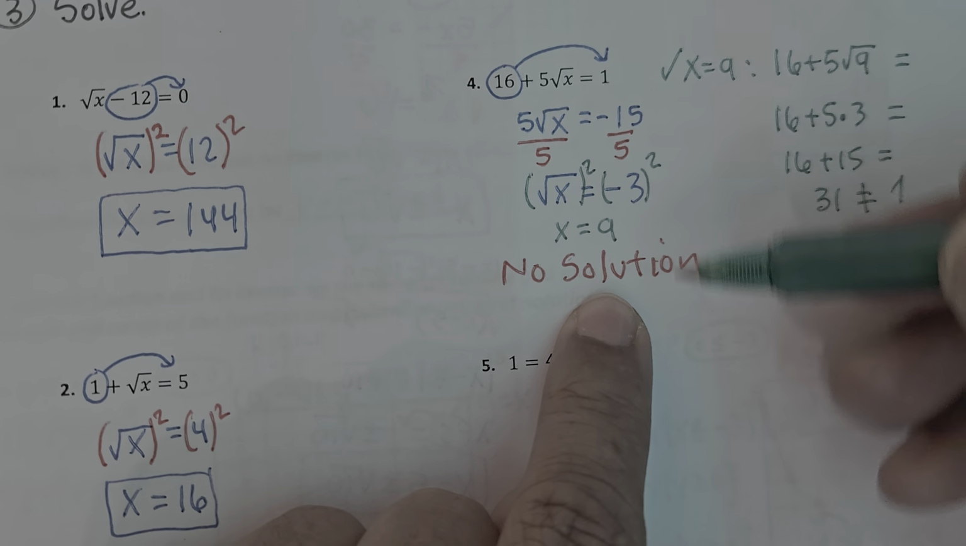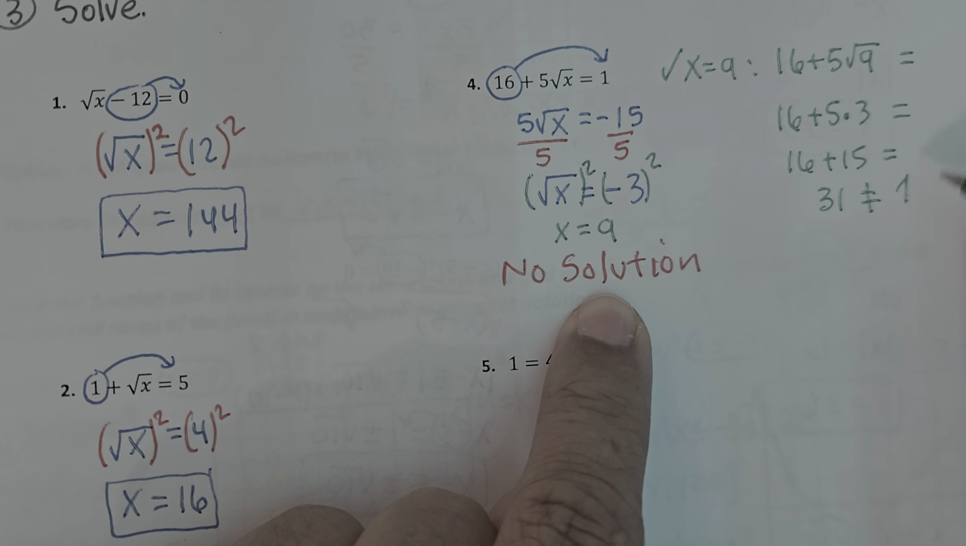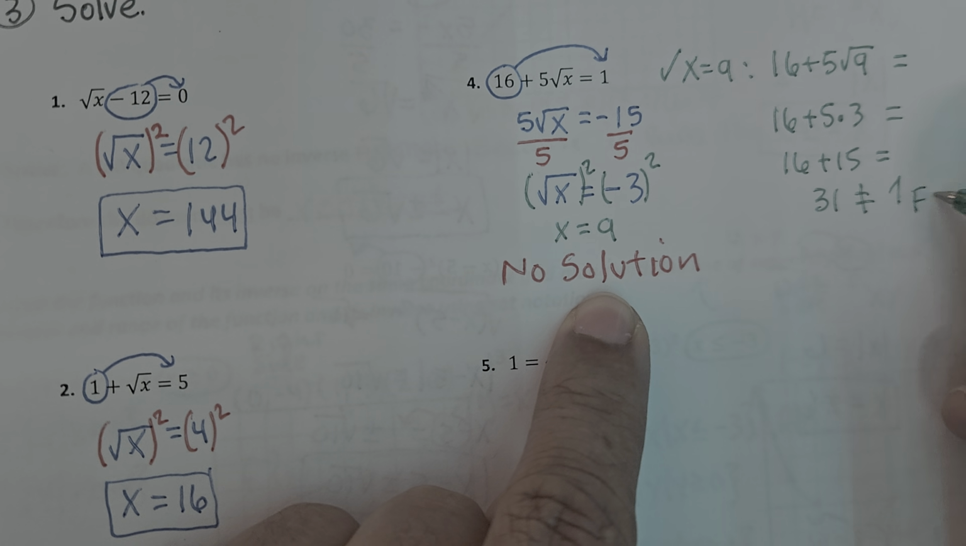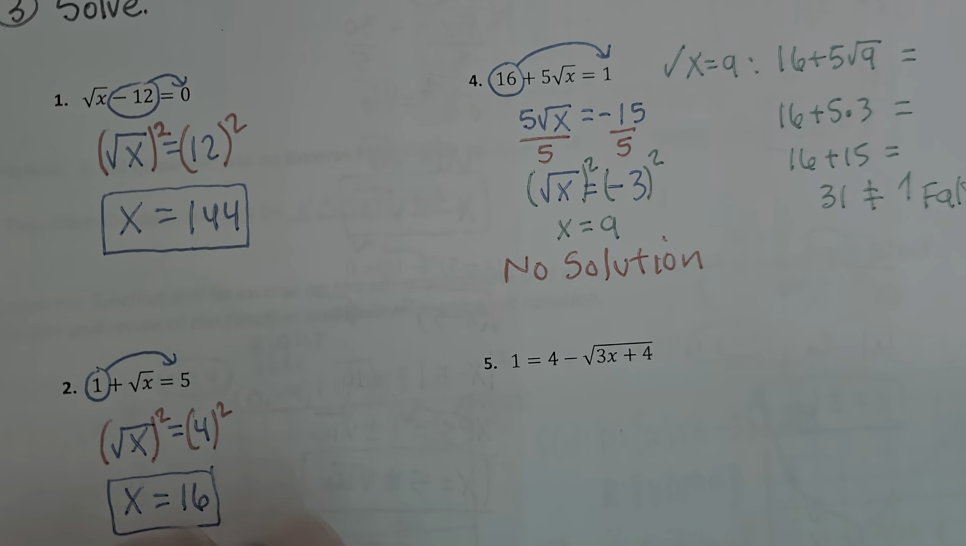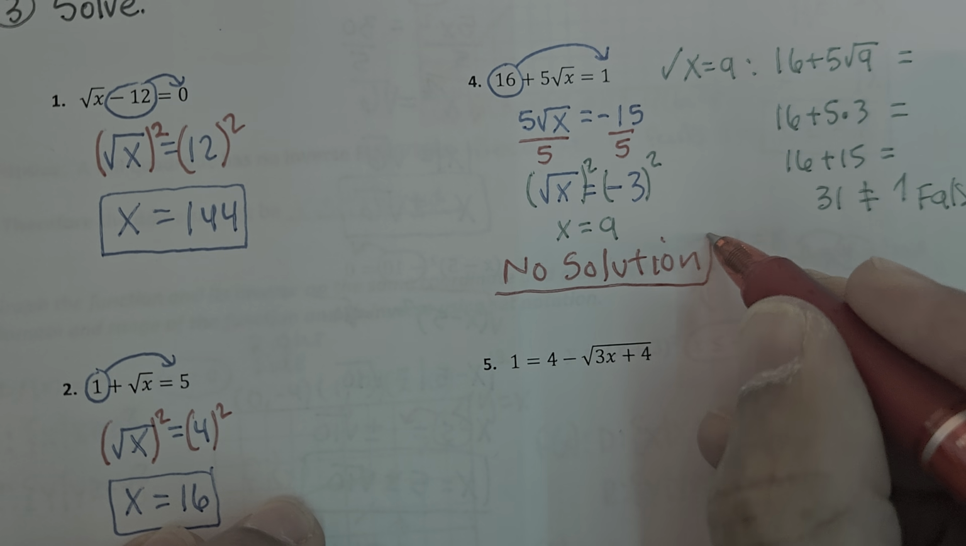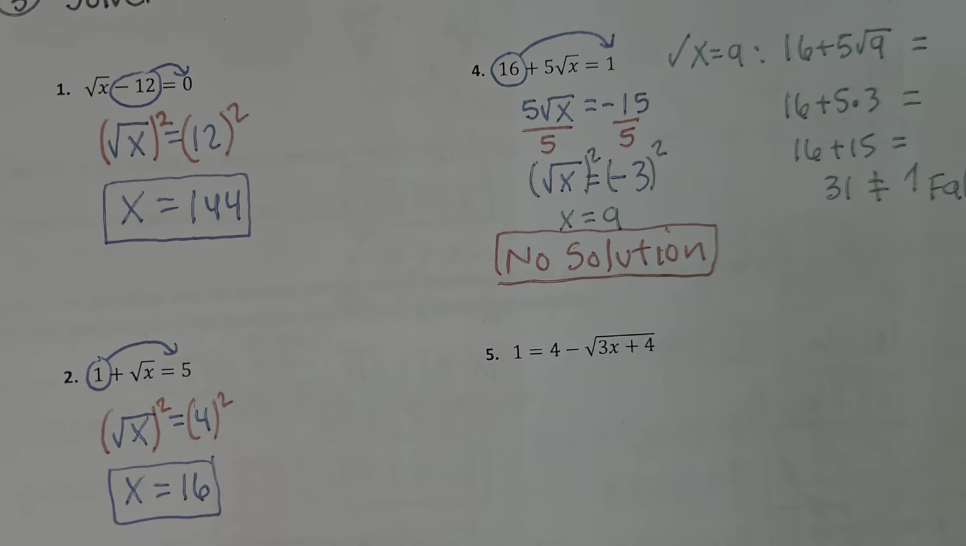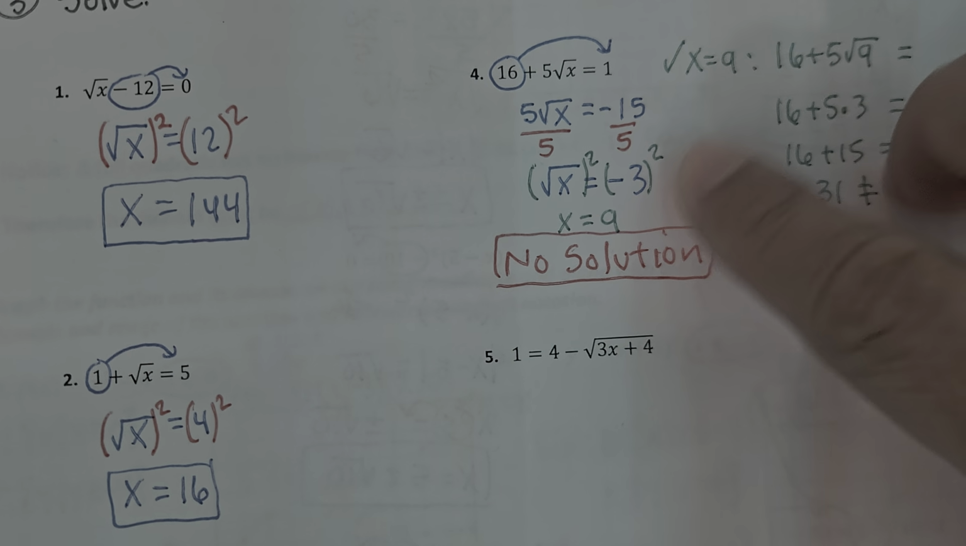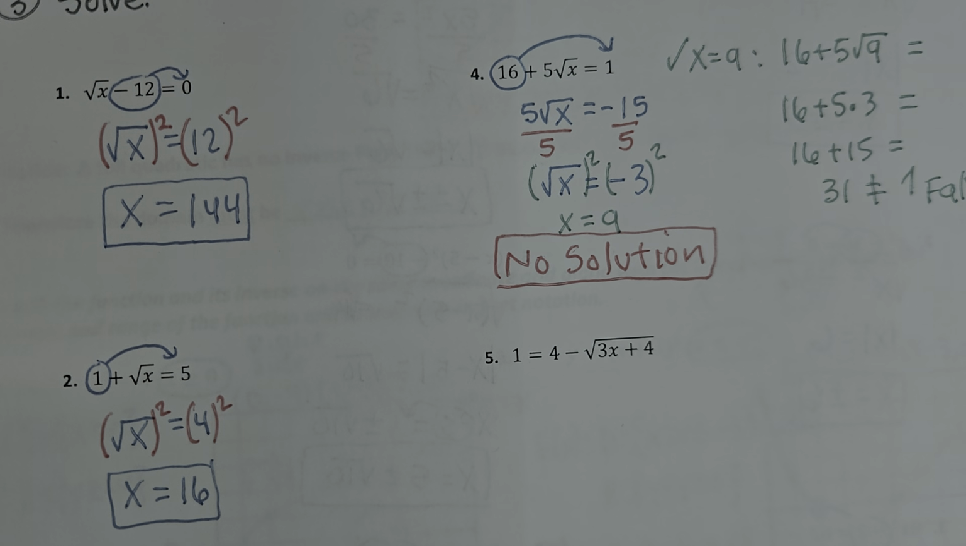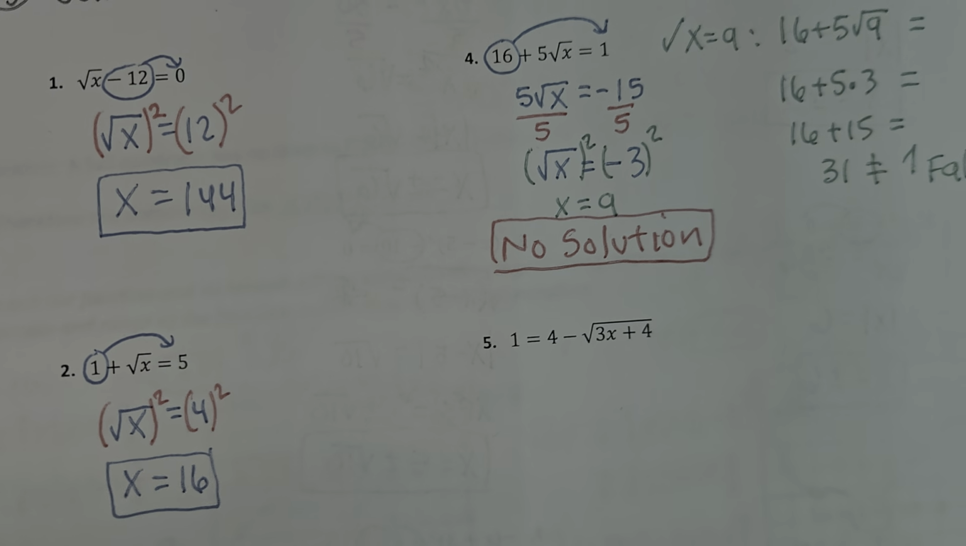So even if you work through the problem, when you check the solution, you'll get a false statement, which says that 31 is equal to 1. But this is false. Therefore, there is no solution to this equation. So that is why there is no solution. As soon as you see a negative number on this side, then you can stop right there and say there is no solution. Okay? All right, and that's the reason why.